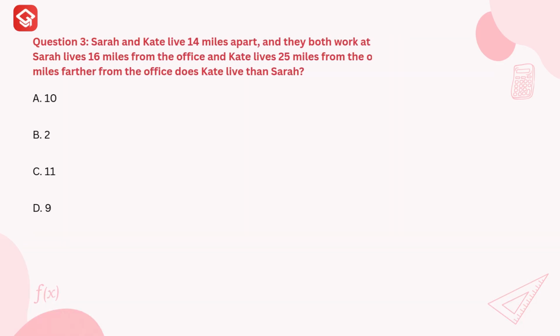Question 3. Sarah and Kate live 14 miles apart, and they both work at the same office. If Sarah lives 16 miles from the office and Kate lives 25 miles from the office, how many miles farther from the office does Kate live than Sarah? A. 10. B. 2. C. 11. D. 9.